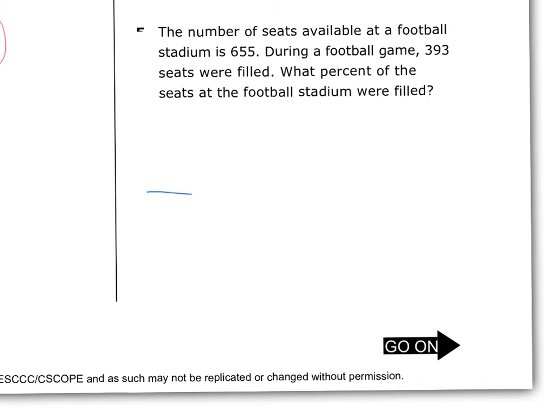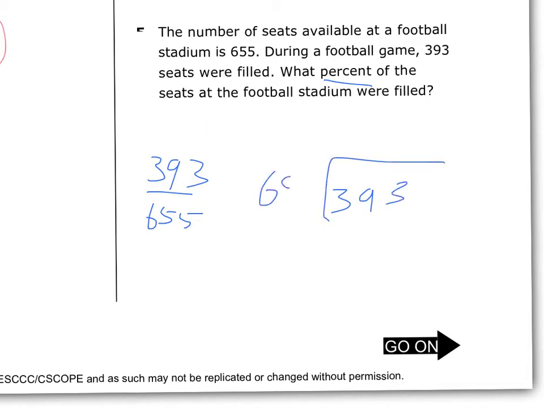Alright, on the bottom is the total number. What's the total number? 655. 655 total seats. How many of them were filled? 393. Now we have a fraction. It wants that in percent form. So, top number goes inside. Bottom number goes outside. This is going to be fun. How many times will 655 go into 393?